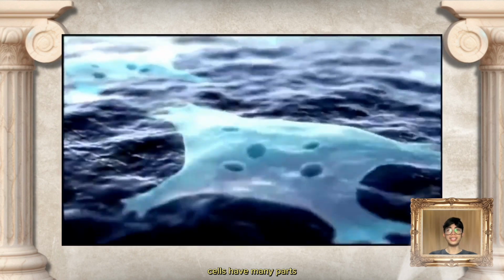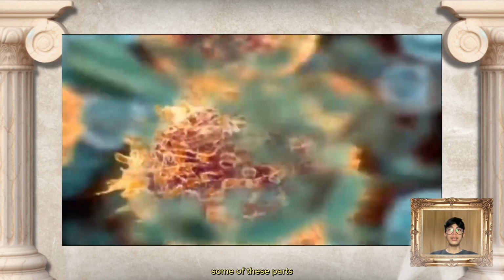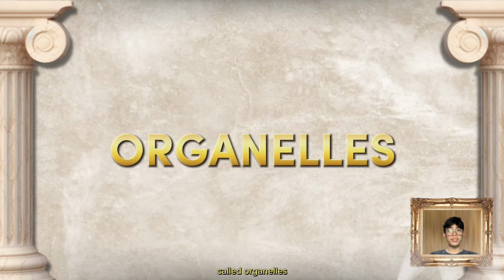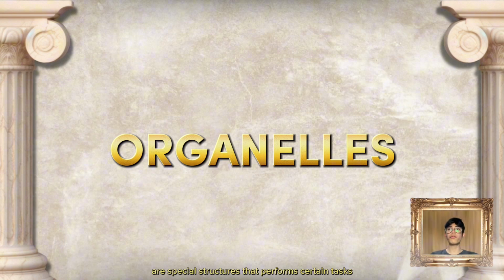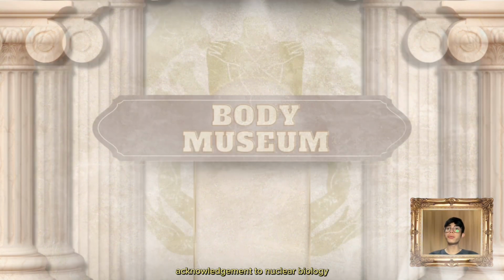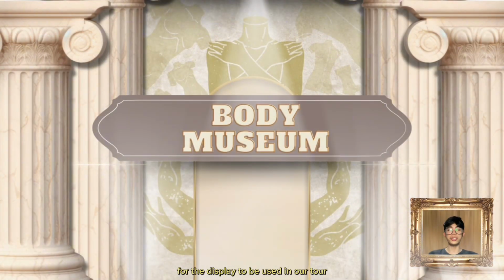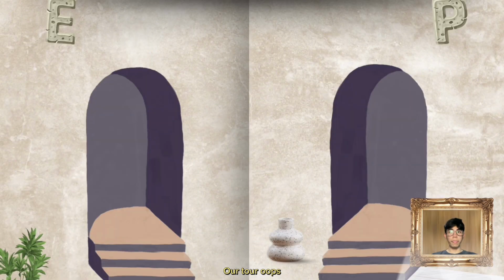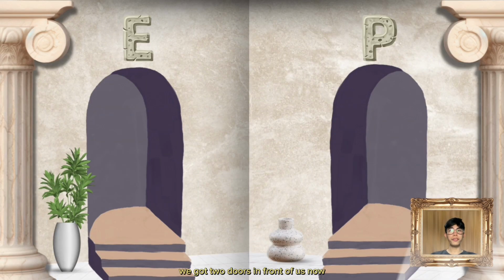Cells have many parts, each with a different function. Some of these parts, called organelles, are specialized structures that perform certain tasks within the cell. What are those organelles? Well, let us now officially begin our tour. Oops, we got two doors in front of us.